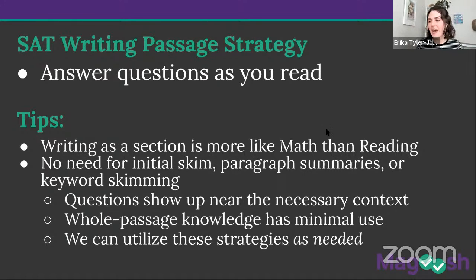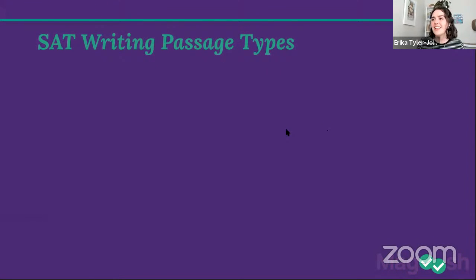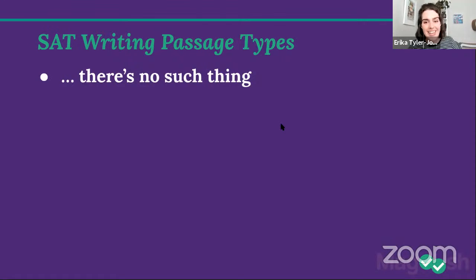Okay, so now that we have that, let's learn about passage types. In the reading section, there are a bunch of different passage types. There's our literary narrative or fiction, there's our historical documents, there's natural science, there's social science. So what are we dealing with on the writing section? There's no such thing. There aren't passage types on SAT writing because, again, it's not about the passage as a whole for the most part. It is about little pieces of the passage for the most part. It's about writing, not reading.